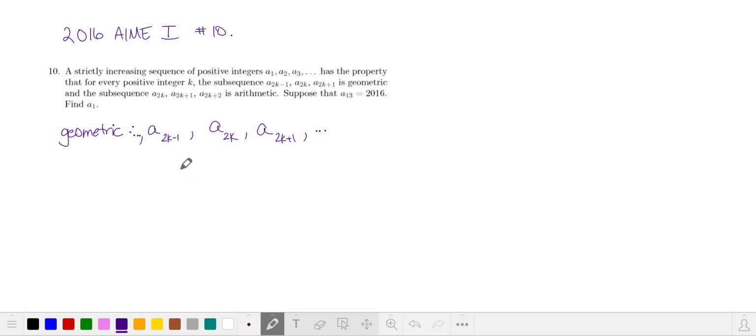We have a geometric series that looks like this. Consecutive terms have a common ratio. Let's solve for the last term in terms of the previous two.